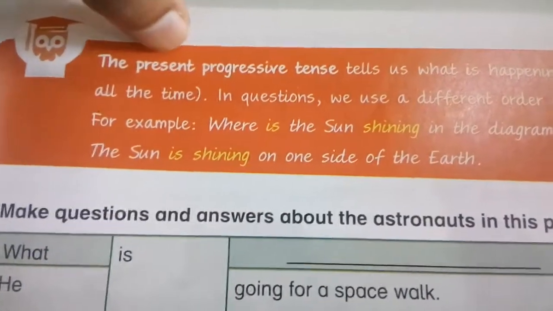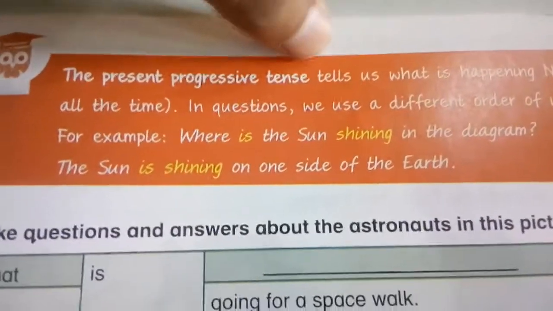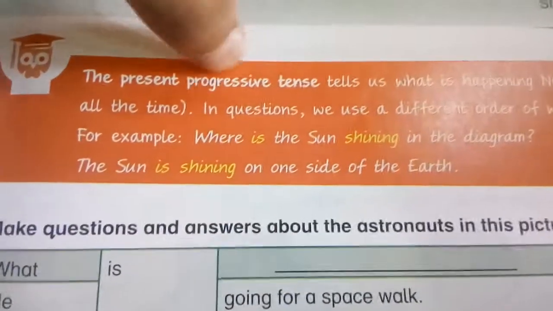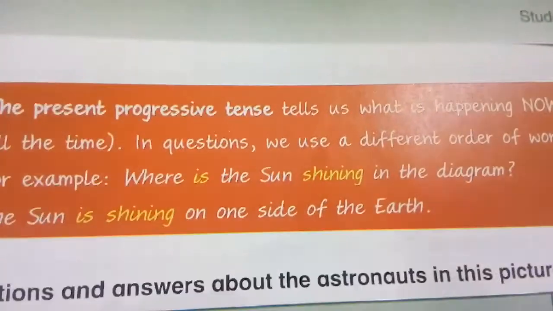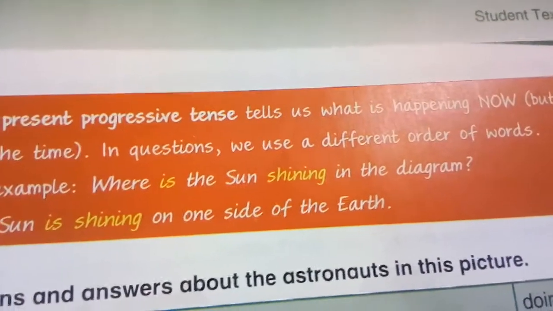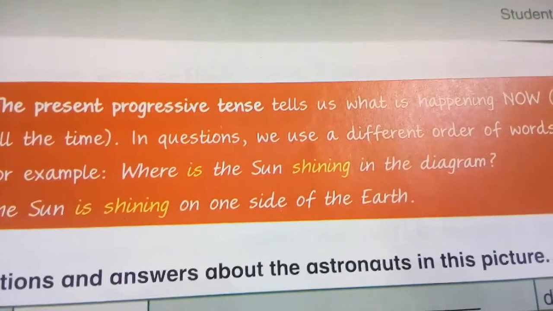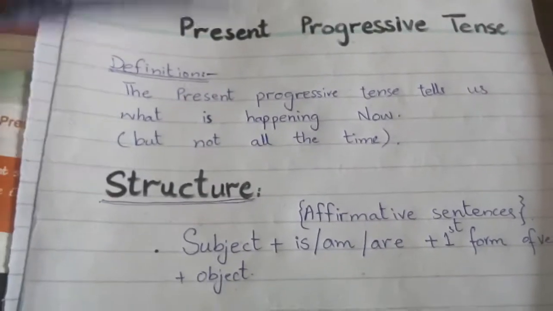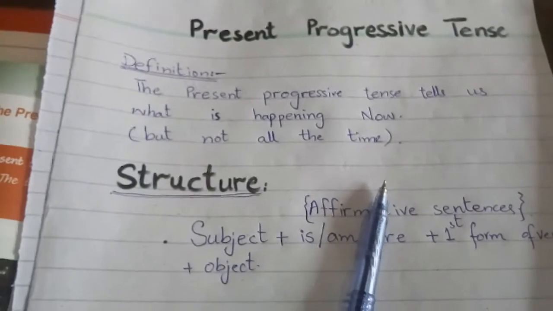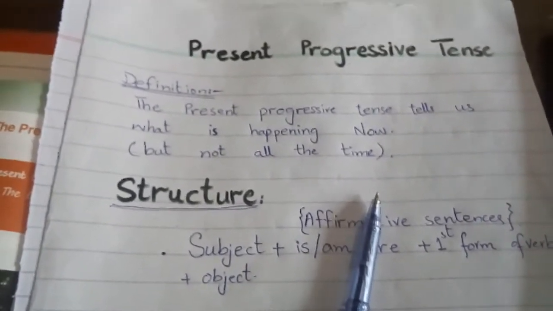Another name of this tense is present continuous tense. So it is called progressive tense and continuous tense. Okay, so this is the definition of this tense. Now let's move on to the structure. Its structure for the affirmative sentence.